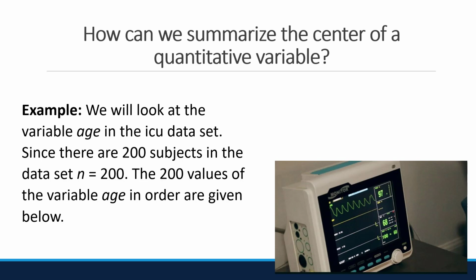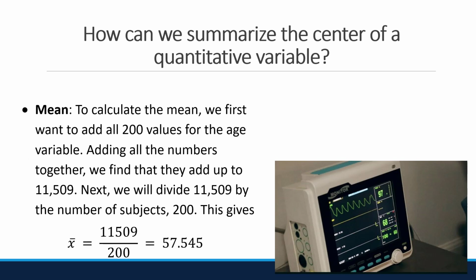Example, we will look at the variable age in the ICU dataset. Since there are 200 subjects in the dataset, n is equal to 200. The 200 values of the variable age are given in the video script. To calculate the mean, we first want to add all 200 values for the age variable. Adding all the numbers together, we find they add up to 11,509. Next, we divide the 11,509 by the number of subjects, 200. This gives a mean of 57.545.